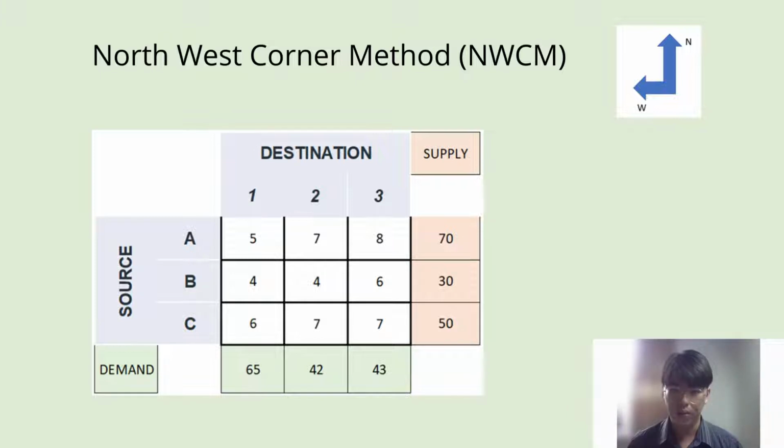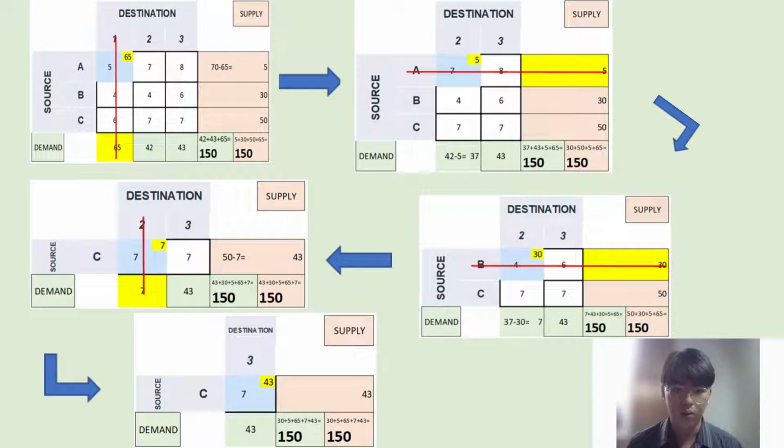The first one is the northwest corner method. For that, let's consider an example problem for better understanding. The first step is to make it a standard transportation problem and also check whether it is a balanced or unbalanced transportation problem. Then we use the northwest corner method.